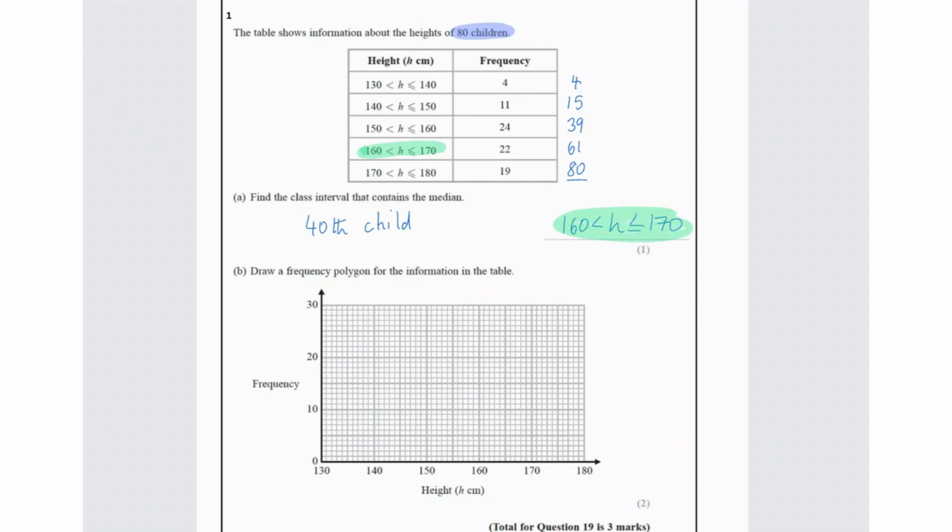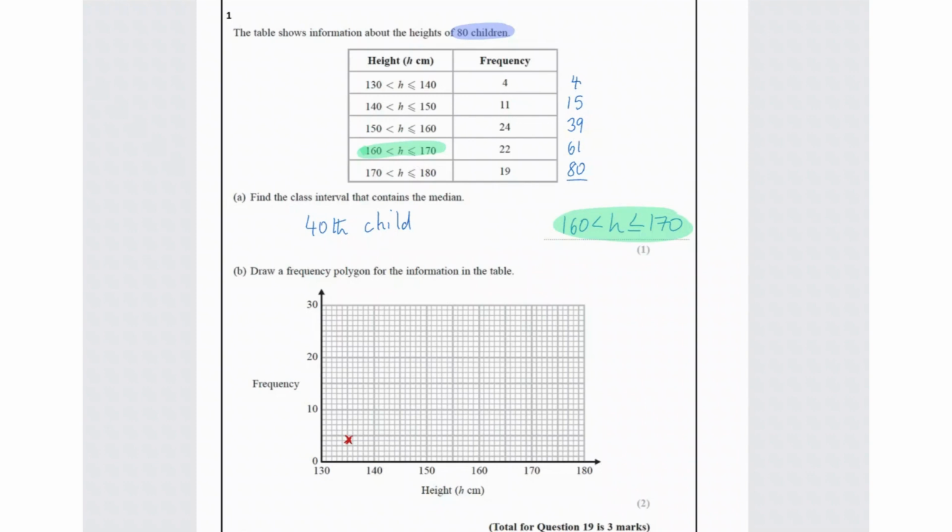Now, to draw a frequency polygon for this, it's very simple to do, but people get confused between different topics and forget how to do it. The way to do it is we're just going to plot the frequency of 4 for the first group, but we do it in the middle of the group. So in the middle between 130 and 140.